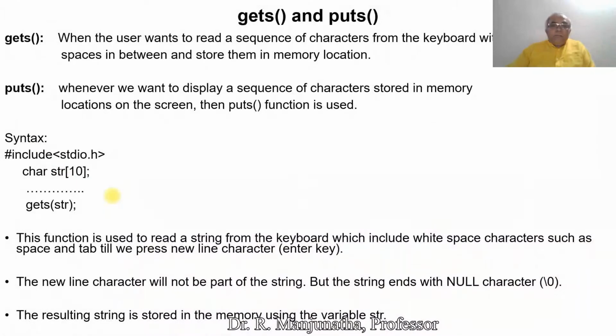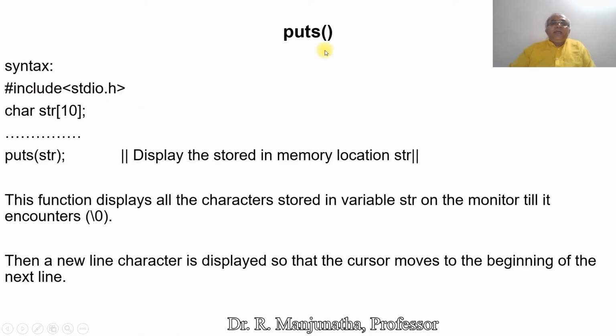Then, to display that on your screen from the memory location, the puts function is used. So the syntax is: include stdio.h, the character string which has got 10 spaces, then puts(str). So it displays what is stored in the memory location str. This function displays all the characters stored in the string variable str on the monitor till it encounters a \0. Then a new line character is displayed so that the cursor moves to the beginning of the next line.